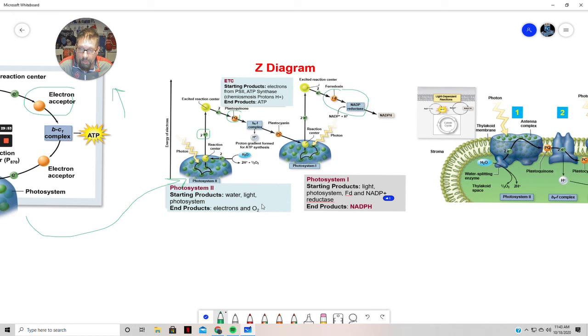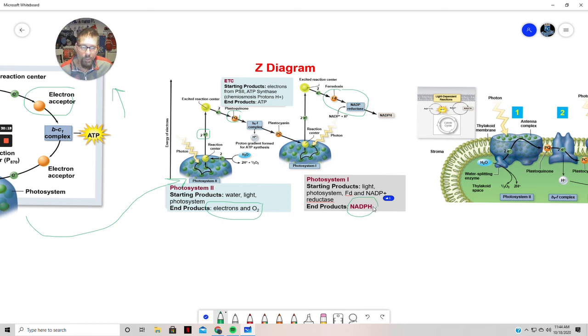End products of photosystem 2 are the electrons and the oxygen. Remember, the oxygen gets released right here, and we got those electrons. And then the end product for photosystem 1 is this NADP, but it's got those H's on there, NADPH, and it's carrying those to the Calvin cycle.